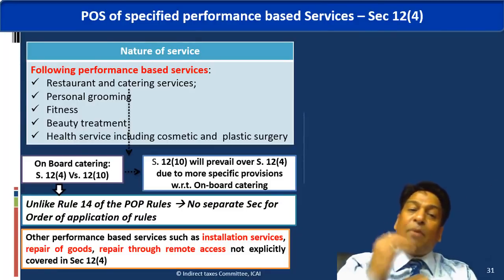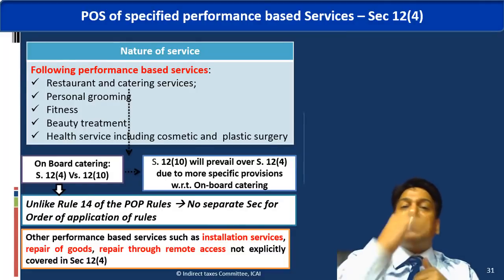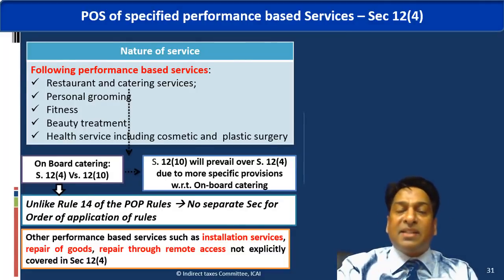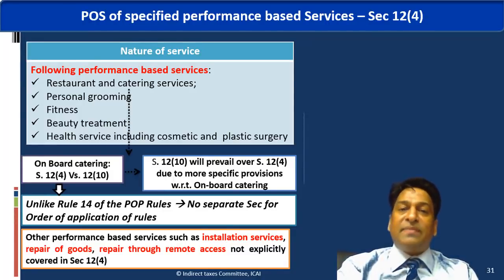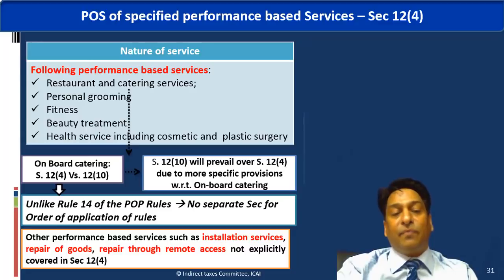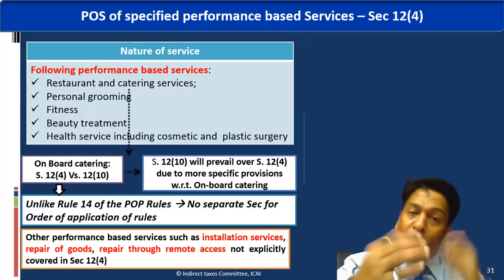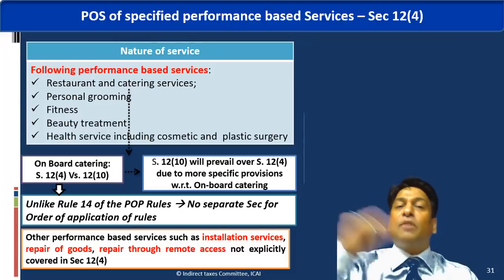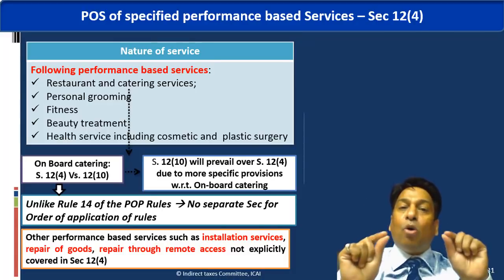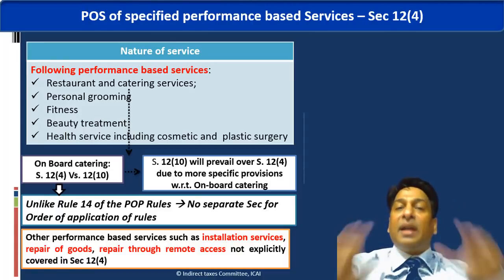Now, having said that, I'm also finding that certain performance-based services are not covered under section 12, subsection 4 of the IGST Act, like installation services, repair of goods, repair through remote access, not explicitly covered in section 12, subsection 4 of the IGST Act 2017. So what happened? These are all performance-based, but not covered specifically. So what happened? It is going to fall under the default rule. So these are the open lacunas still in the law itself.